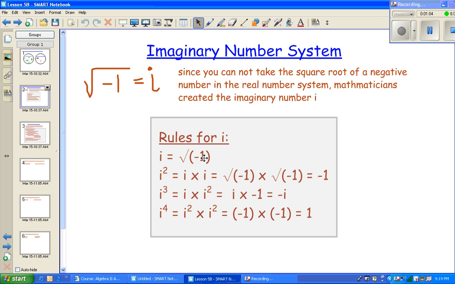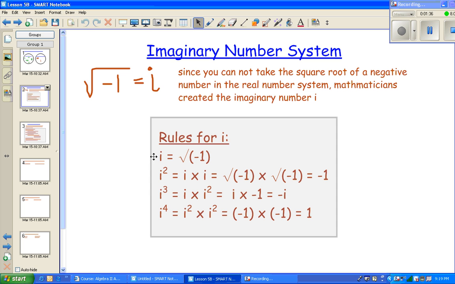i is equal to the square root of -1. i squared would be i times i, which would be the square root of -1 times the square root of -1. We know the square root of anything times itself is just what's under the radical, so i squared gives you -1. i cubed would be i times i squared, which is -1 times i, giving you -i. And then i to the 4th would be i squared times i squared, which is -1 times -1, equal to 1.